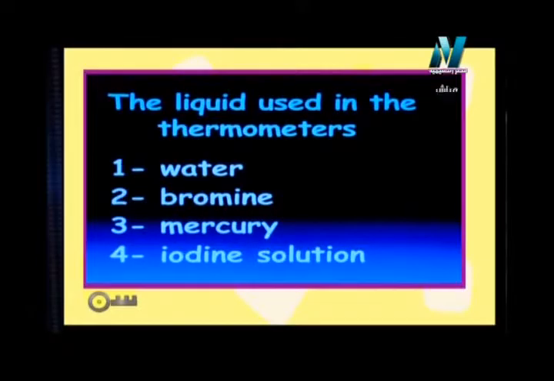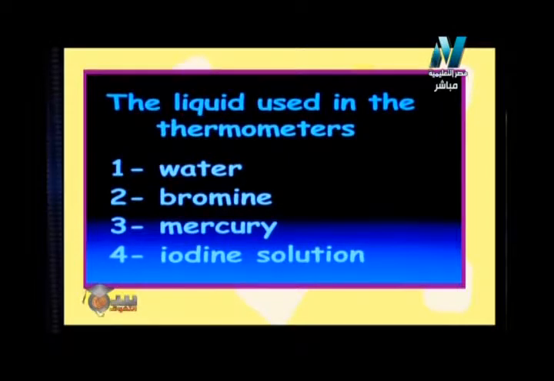The question says, the liquid used in the thermometer, for the first team. The liquid used in the thermometer, we have started this lesson in primary six. Water, bromine, mercury, iodine solution. Which liquid is used in the thermometer? Water, bromine liquid, mercury, or iodine solution.